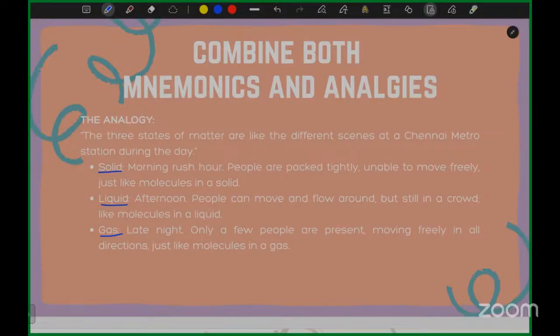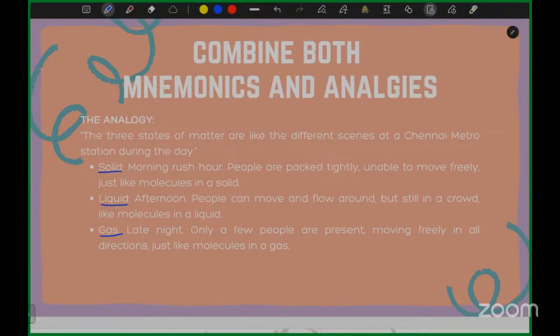And finally, gas. Gas atoms are very freely packed. You can take an example like late night, for example 9 p.m. or 10 p.m. At that time there will not be that much rush. So it is very free in the bus. Only like 5 to 10 people will be present in the bus.